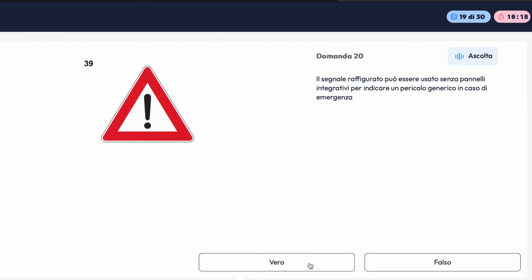Question number 20. Il segnale raffigurato può essere usato senza pannelli integrativi per indicare un pericolo generico in caso di emergenza. So the question says this sign can be used on its own to tell you that there is an emergency danger on that part of the road, which is vero. Remember, this sign is a sign of pericolo generico, which means general danger. It can be the road is bad. It can be there is a tram track. It can be there is an accident, but they can use this sign for different types of danger.